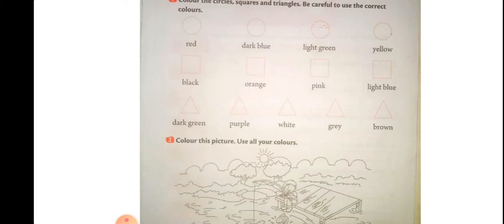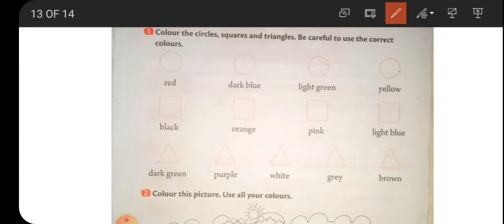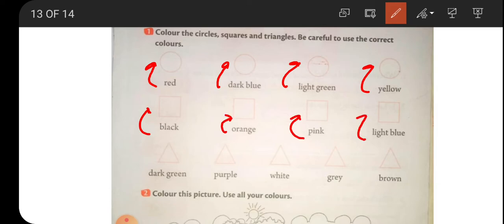Okay, now I'll just give you a little guidance. Red color, this circle you have to do red, this one dark blue, this one light green and this one yellow. ठीक है, this square black color, this orange color, here pink color and light blue color. Okay, here triangle now, dark green, this one purple, this one white, this one grey and of course this one brown. So पहले आप ये कलर कर लीजिएगा. Please color it and accordingly we will be doing it.